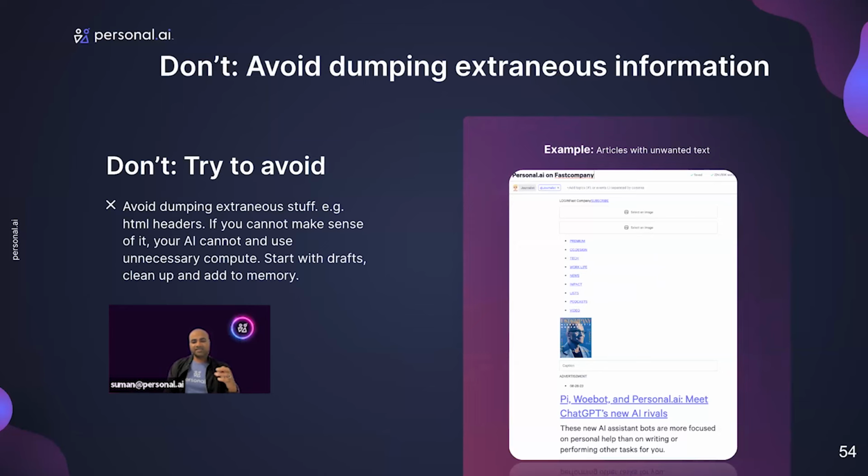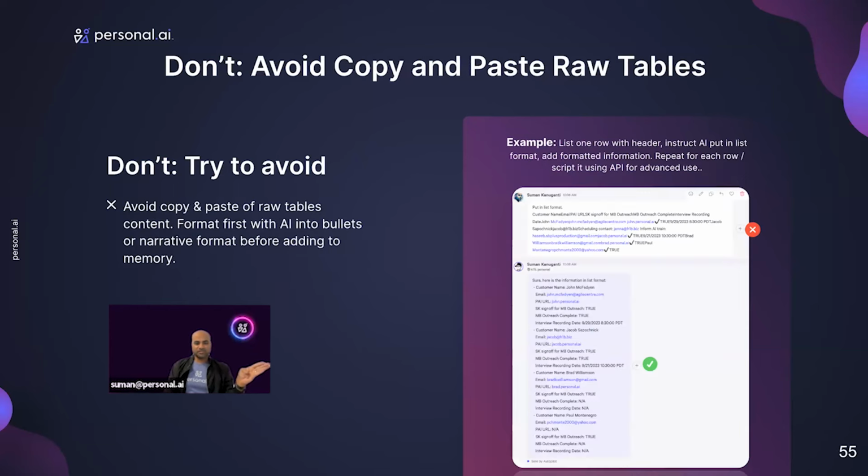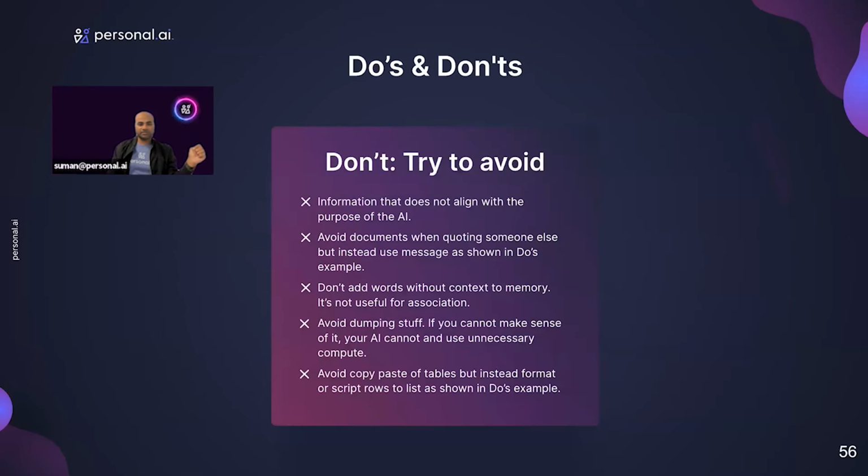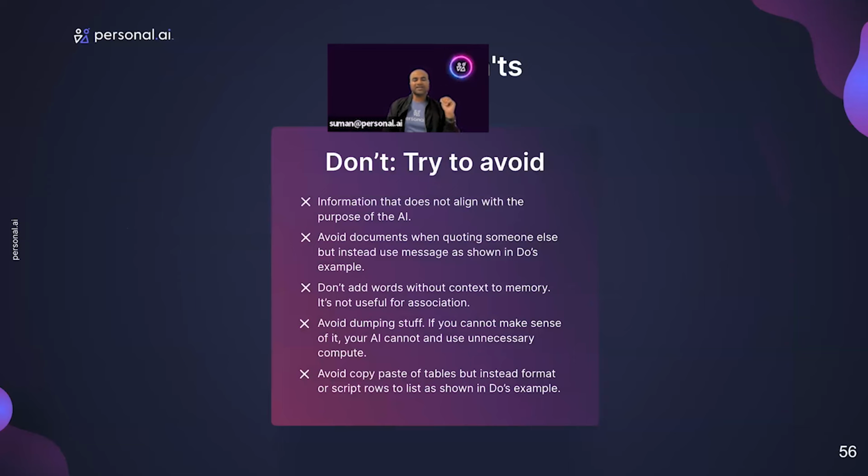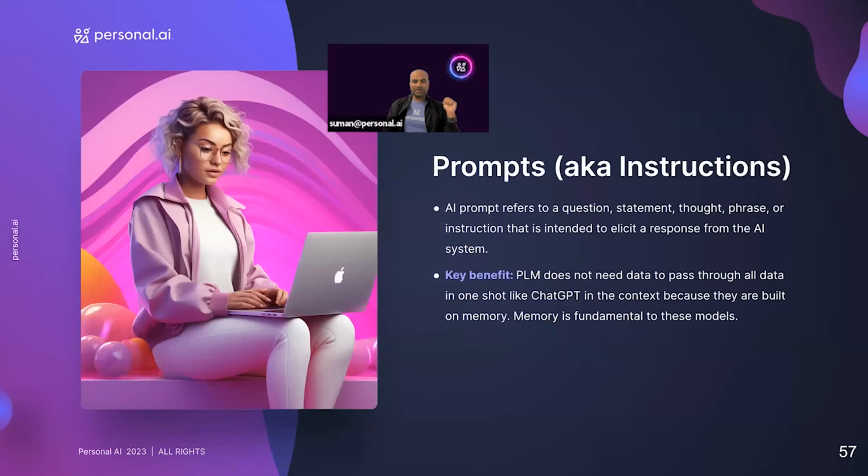Now, the interesting thing is, I think it does pretty okay in terms of handling the junk. However, sometimes some of the topics can give you some extraneous and unnecessary compute that is needed. So it's better to clean up and add memory as a general practice. We talked about the copy paste raw tables. I would get into either bullets or list format or narrative format and then add it. And you can use AI techniques to do that. So these are the things to avoid for sure. That's all the do's and don'ts when it comes down to memory and model.